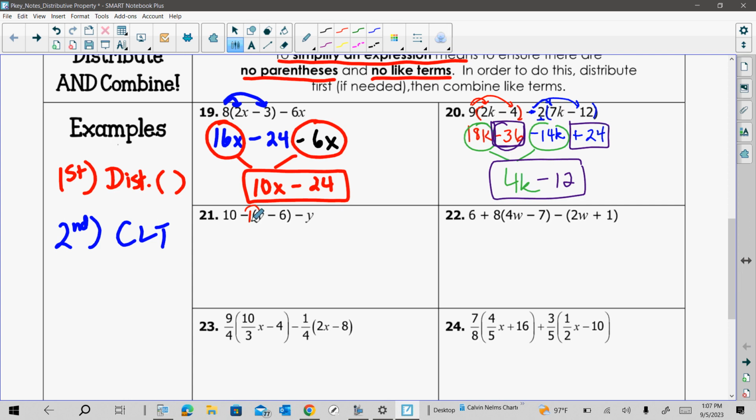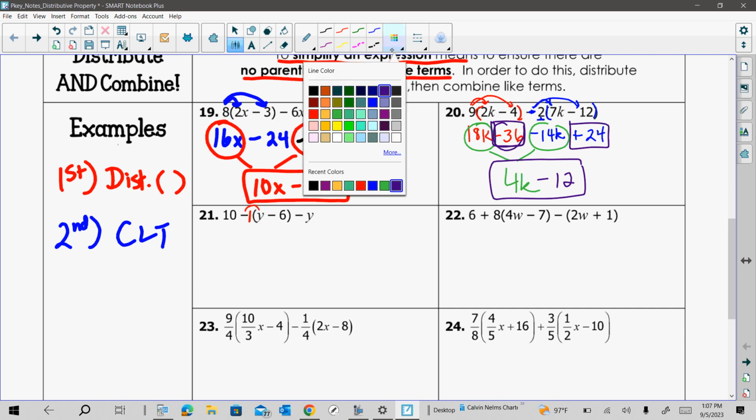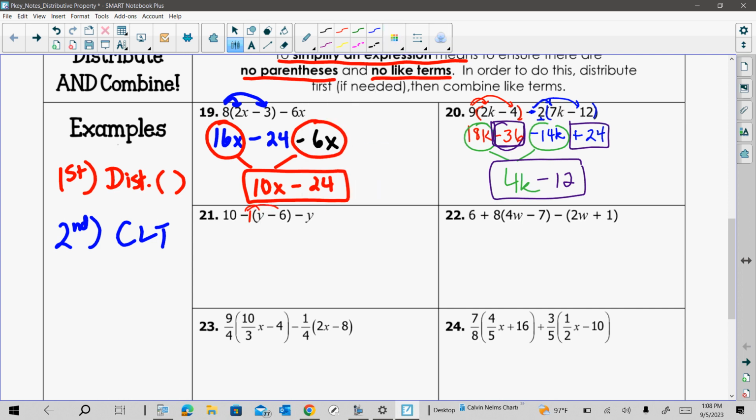Pay attention. If you don't see a number in front of the parentheses, you have to put the invisible one, the multiplicative identity. So when you distribute this -1 to each term, this is written as 10 minus y plus 6. Do you see why I made that plus 6? Because -1 times -6. And then we have minus y. Are we done? No. What should we do now?